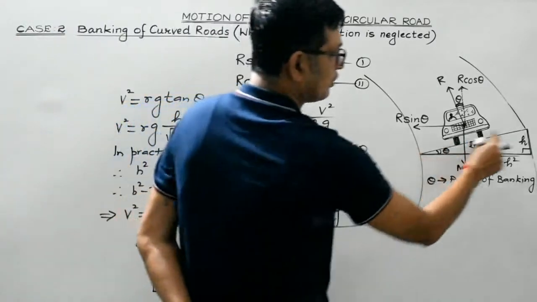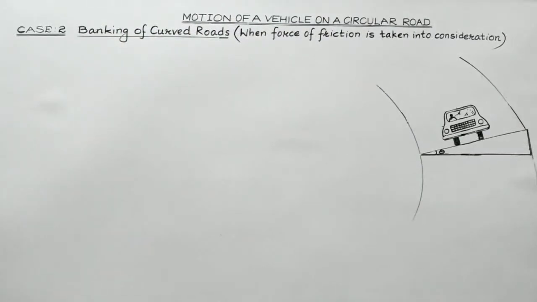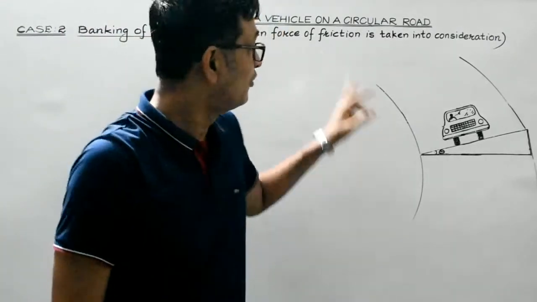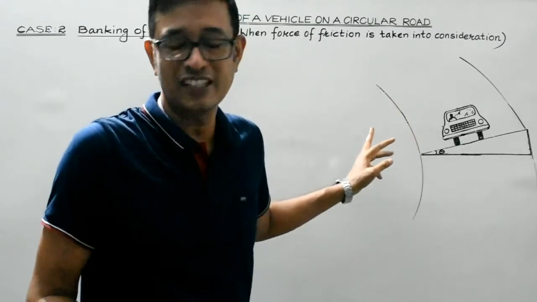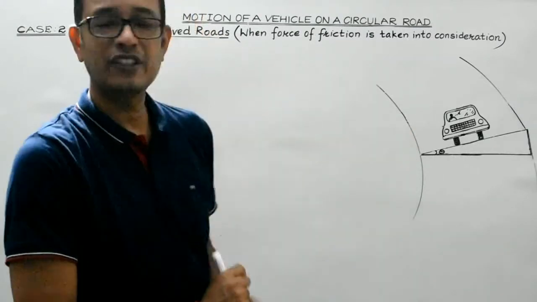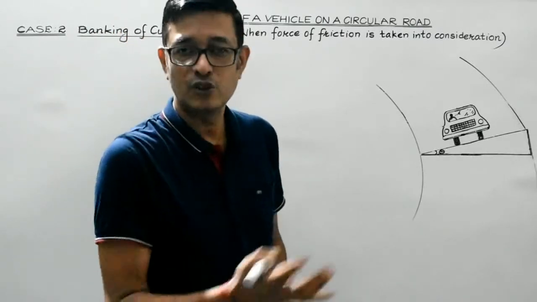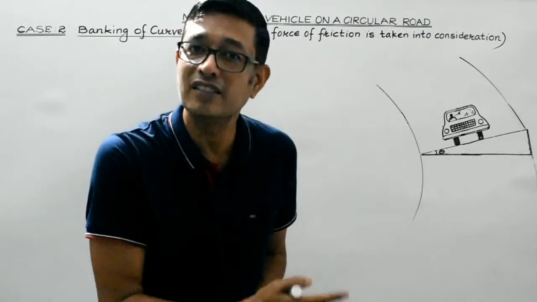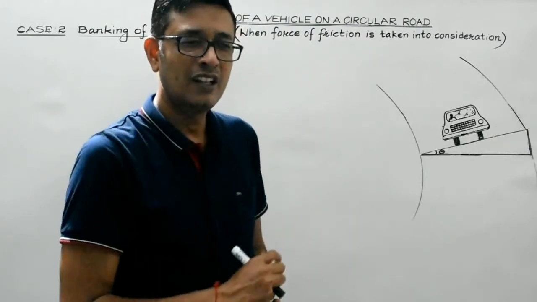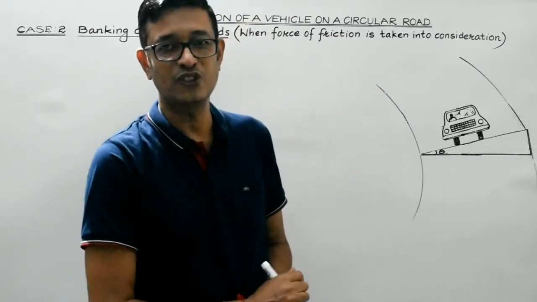B is the width of this circular track, circular banked track, right, students? Okay, now let us consider the case of banking of curved roads when the force of friction is taken into account. So here, obviously, we'll consider mu to be the coefficient of friction between the two surfaces in contact, which in this case would be the tire and the road surface. And in addition to that, as we have discussed in the previous section, a component of reaction force will also contribute towards the centripetal force, right?